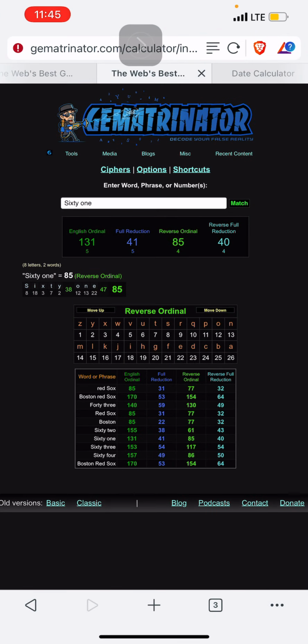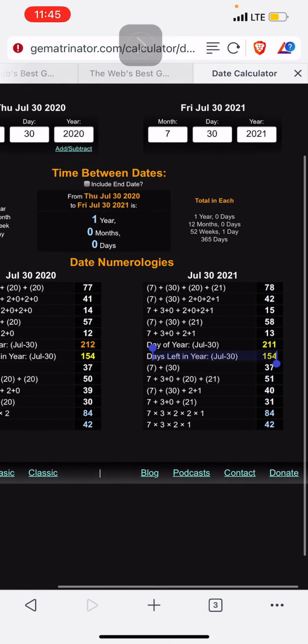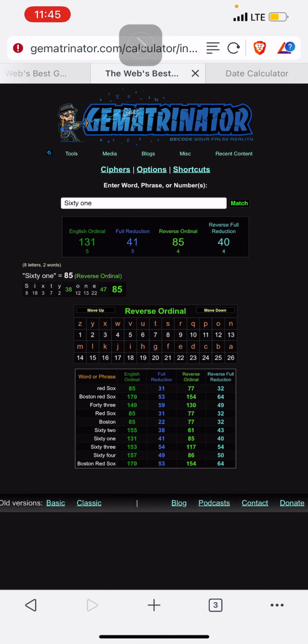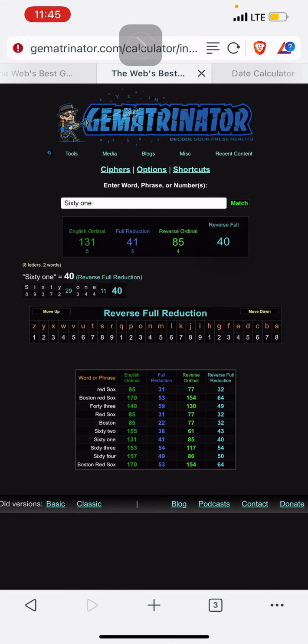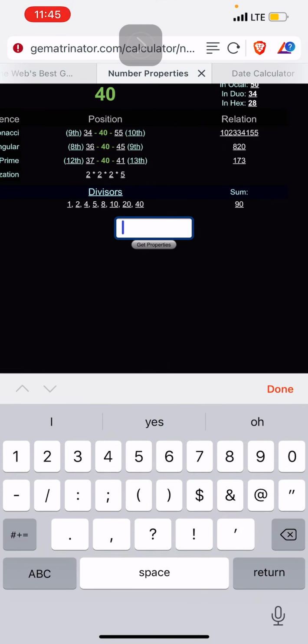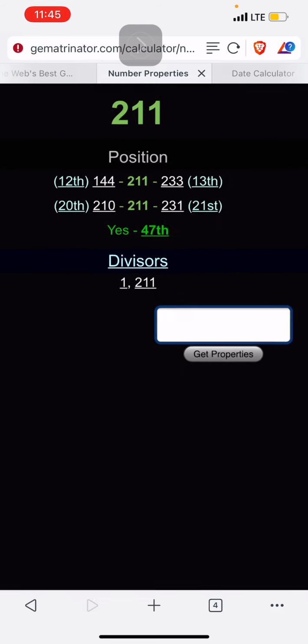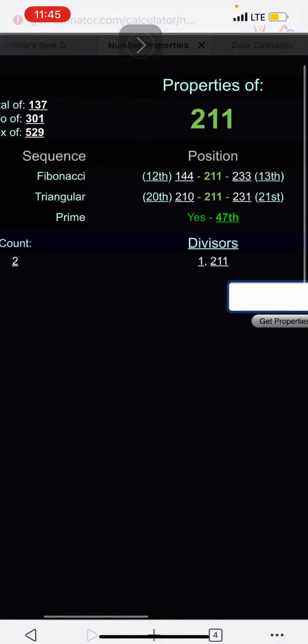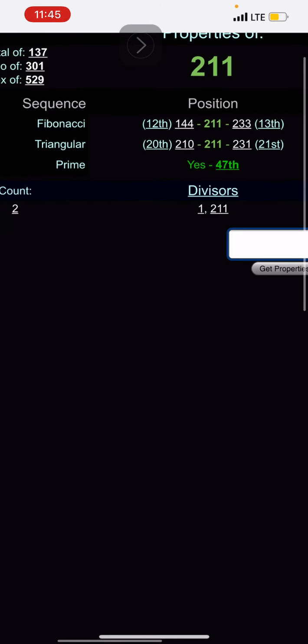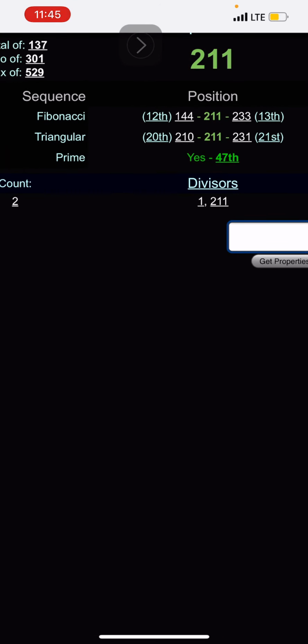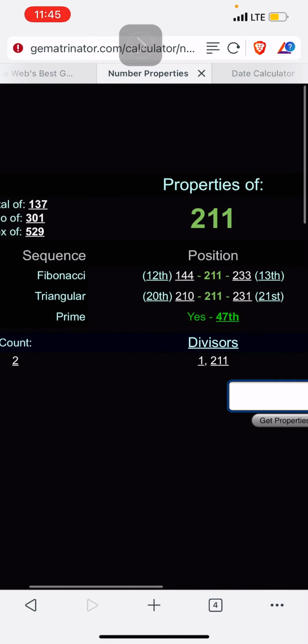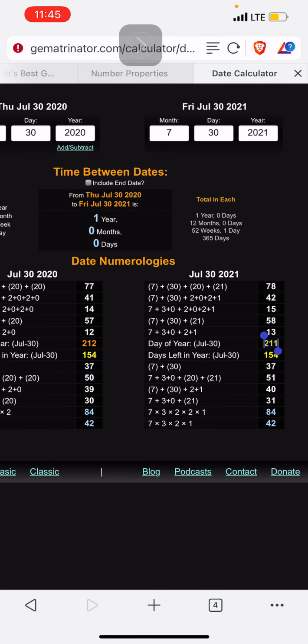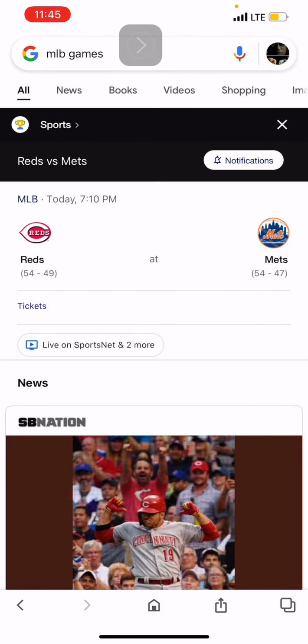I look at the numbers. 211 is the 211th day of the year. Again, this could all be coincidental, but I don't think it is. Not all of it; some stuff's coincidental. But again, the 211th day of the year, and 211 has a mathematical relationship with 47. It's the 47th prime number. And if it's the 211th day of the year, which is the 47th prime number, to me, it would make sense for the Mets to stay at 47 and pick up their 55th win.